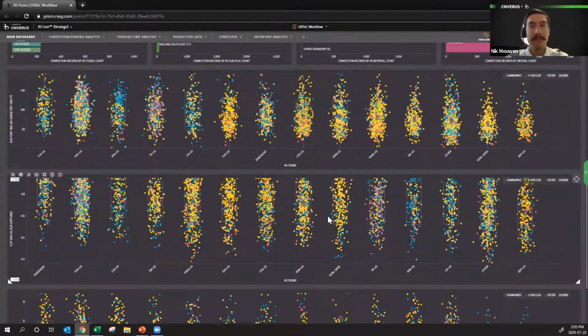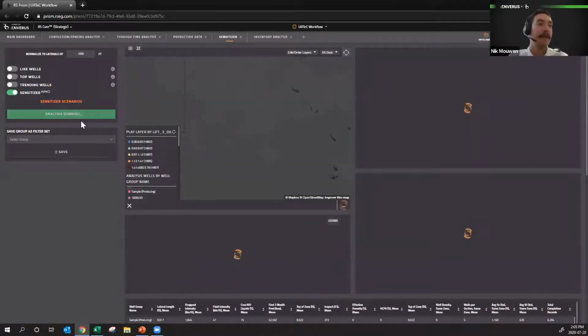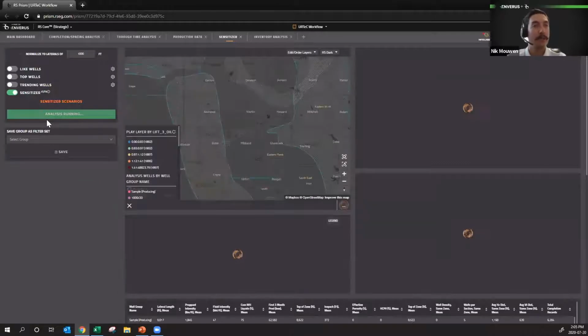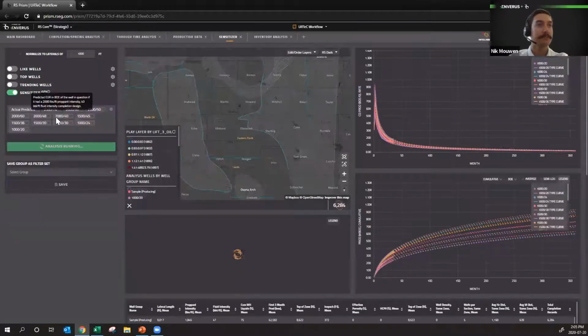Now we'll jump into this next one here. This chart is going to use the completion sensitizer. So I'm quickly just going to go over what the completion sensitizer is and then how we're going to be using it in some of these charts to pull out some analysis.